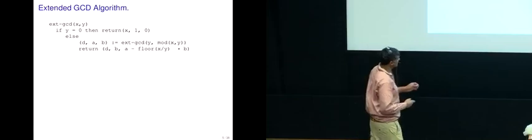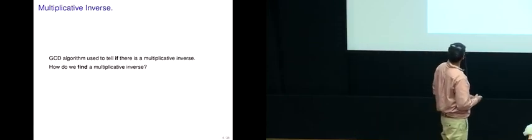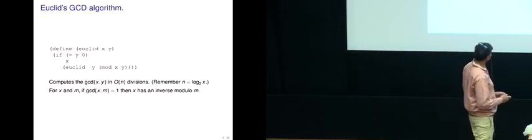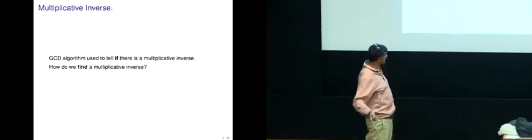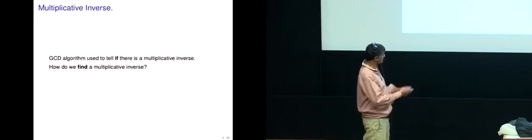So the GCD algorithm is used to tell if there is a multiplicative inverse. How do we find a multiplicative inverse? This is the extended GCD algorithm. I think I skipped two slides. I meant to skip one slide from last time, but let's just do it. We're going to fly without the warm up. This is almost like the GCD algorithm. Last time we just returned one thing. Now I really need the multiplicative inverse.